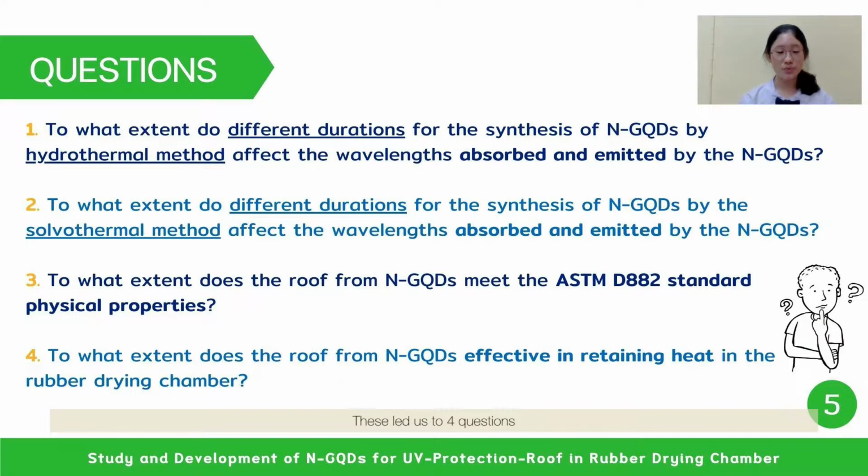This leads us to four questions. First, to what extent do different durations for the synthesis of nitrogen-doped graphene quantum dots by hydrothermal method affect the wavelength absorbed and emitted by the nitrogen-doped graphene quantum dots? Second, to what extent do different durations for the synthesis of nitrogen-doped graphene quantum dots by solar thermal method affect the wavelength absorbed and emitted by the nitrogen-doped graphene quantum dots?